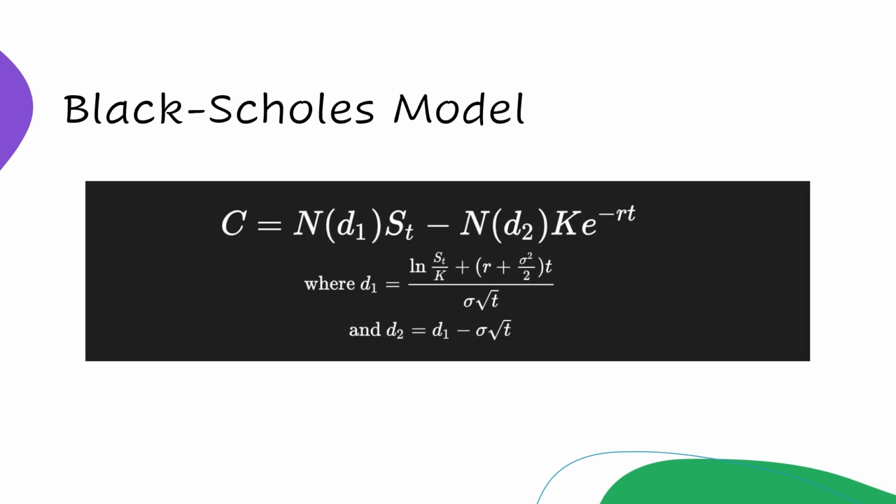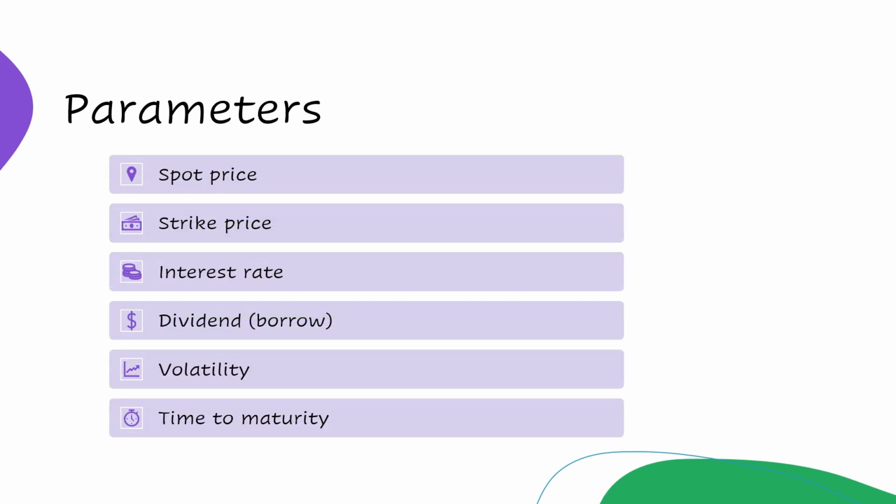It looks complicated at first glance, but for traders and investors, we don't need to memorize this equation in order to trade options. We only need to understand the intuition behind this model. To understand the Black-Scholes model, we need to first study the parameters of this model. There are 6 parameters in Black-Scholes formula: spot price, strike price, interest rate, dividend, volatility, and time to maturity.